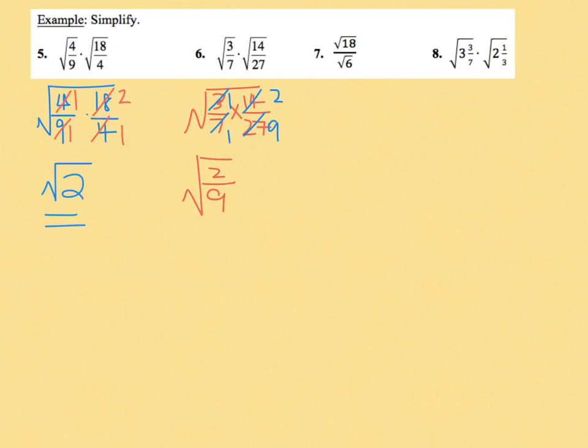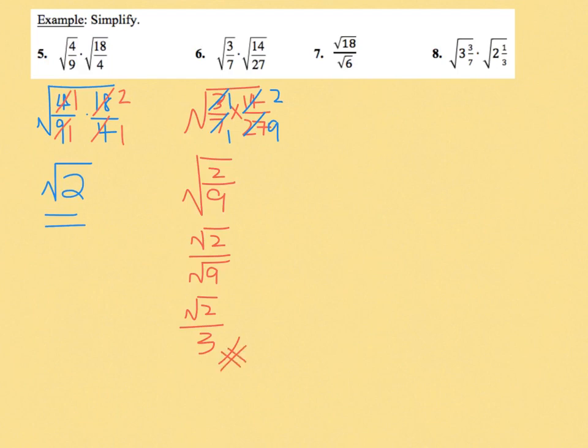9. And we can apply the quotient property of square roots to simplify this further to give us square root of 2 over square root of 9. And the principal root of 9 is equal to 3, so the answer is square root of 2 over 3.